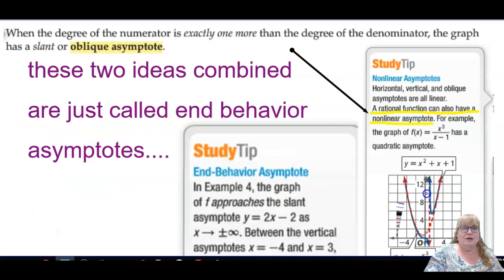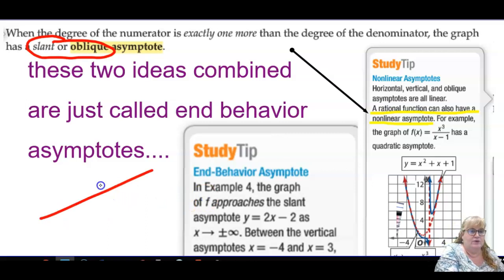Now, the slant asymptote, I feel like we already talked about that. This is just vocabulary. I keep saying end behavior asymptote because when you have a slant asymptote, it's also called an oblique asymptote. I don't think you have this slide, but oblique and slant asymptotes are ones like this. We're going to have one here in a minute.